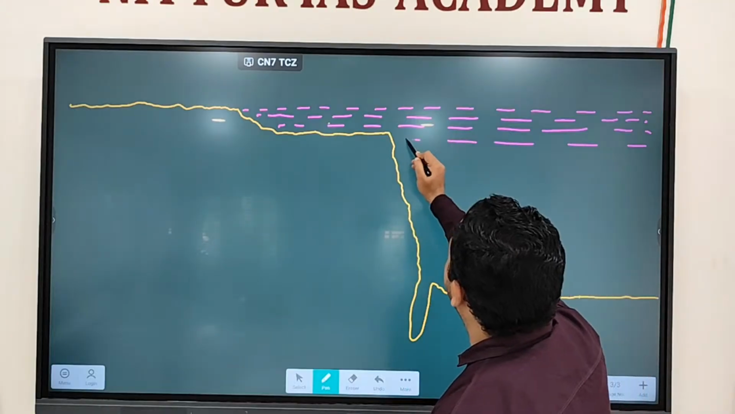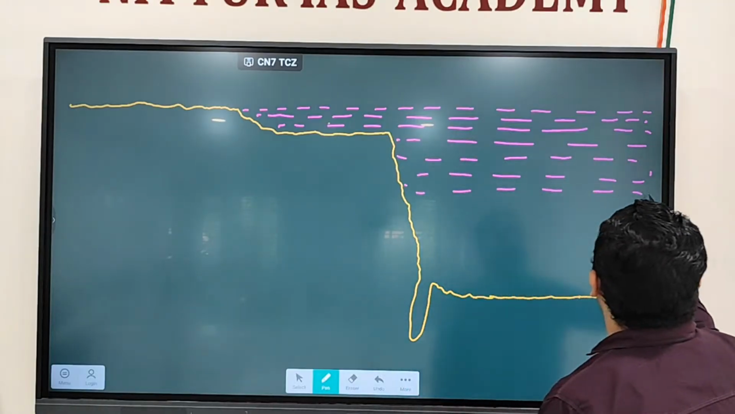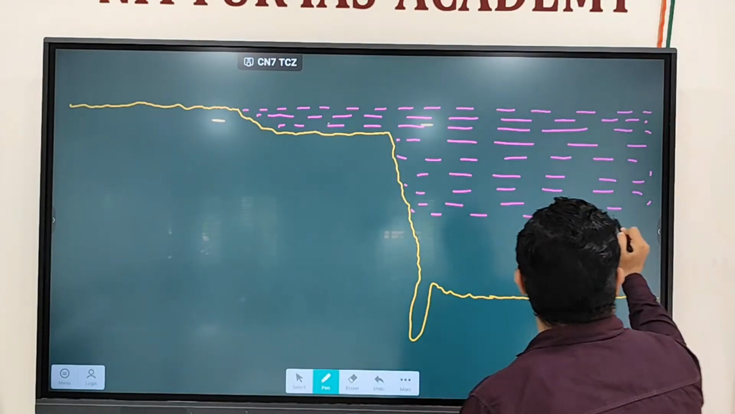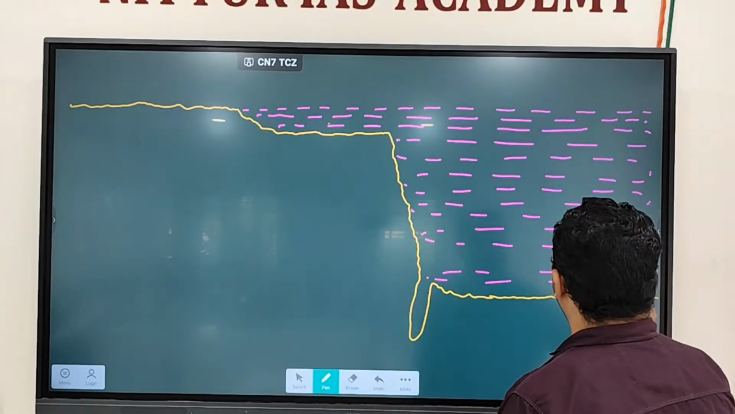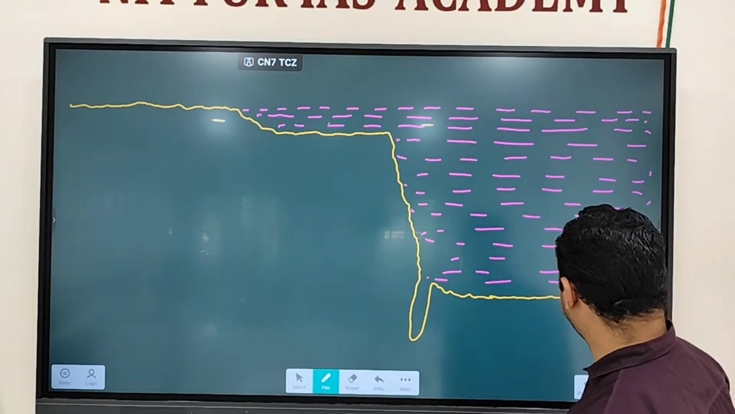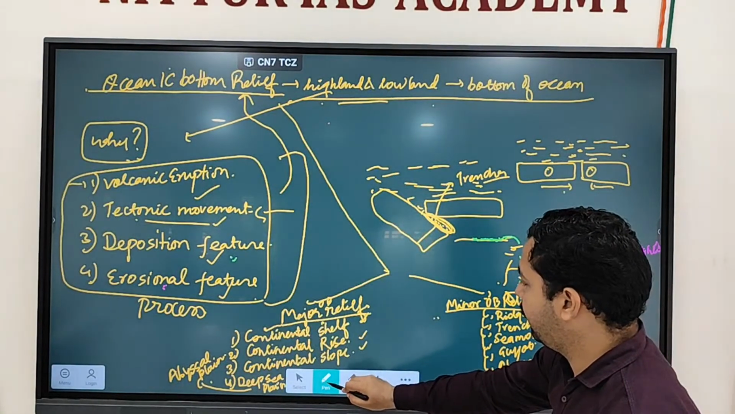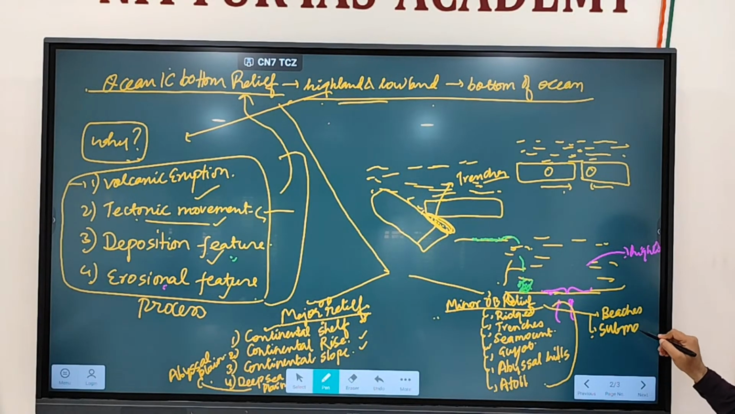One more thing you can write in minor relief features is canyons, submarine canyons. You add that particular part also, submarine canyons. So one more minor relief feature that you have is submarine canyons. Fine. So this is another minor relief feature that you can mention.